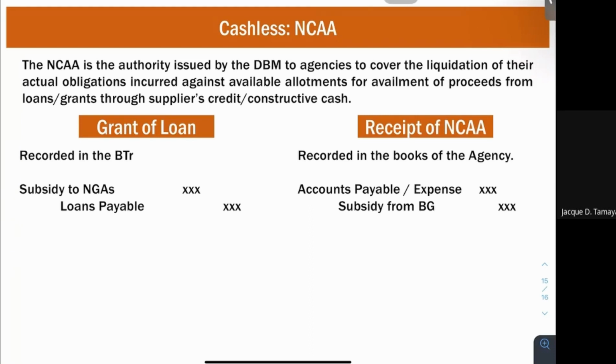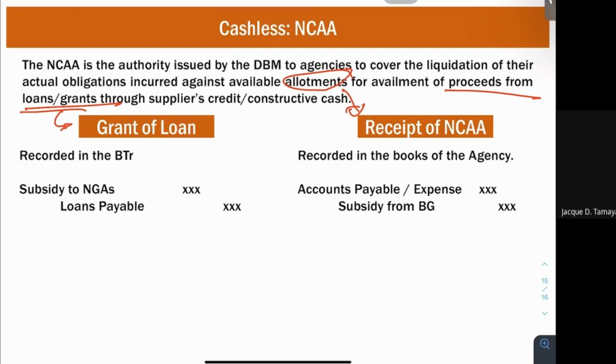So what happens here? There will be a grant of loan and there is a receipt of NCAA by the agency. So take note, there is a proceed from the loan. So we record that. And we make use of that proceed of the loan as an allotment. We call that one your non-cash availment authority.